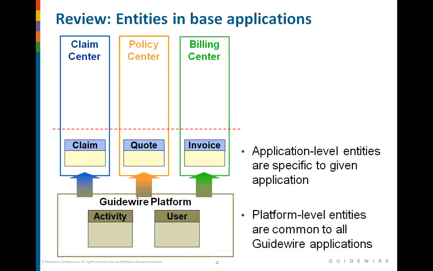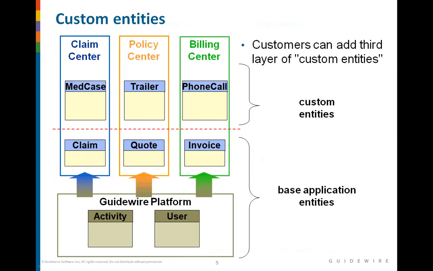Whereas for application level entities, if you take ClaimCenter, Claim is the application specific entity. This entity is not available in PolicyCenter or BillingCenter. If you want to have functionality related to that, you have to define your custom entity. So customers can add their layer of custom entities, that is called custom entities, and whatever entities are defined at the platform level and application level are called base application entities.